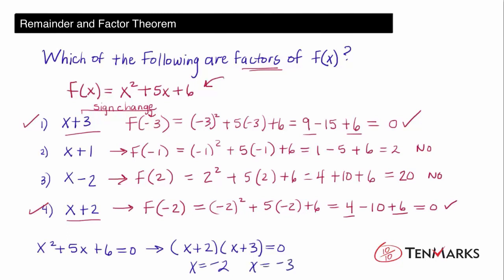So what you should notice here is that you've not only found the factors of the equation, but you've also found its roots. The factors are x plus 3 and x plus 2. And the roots are x equals negative 2 and x equals negative 3. Now you know a bit more about the remainder theorem.